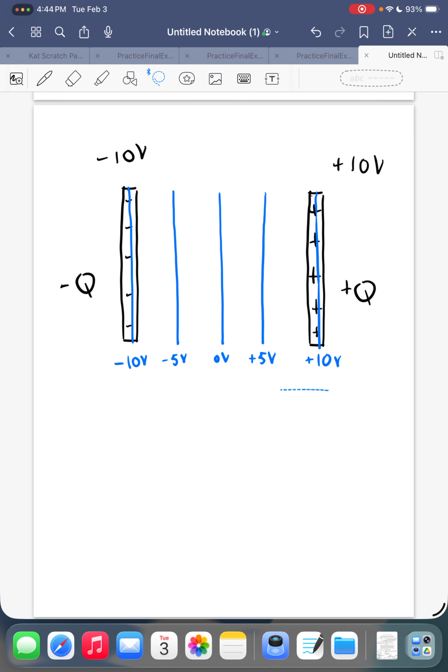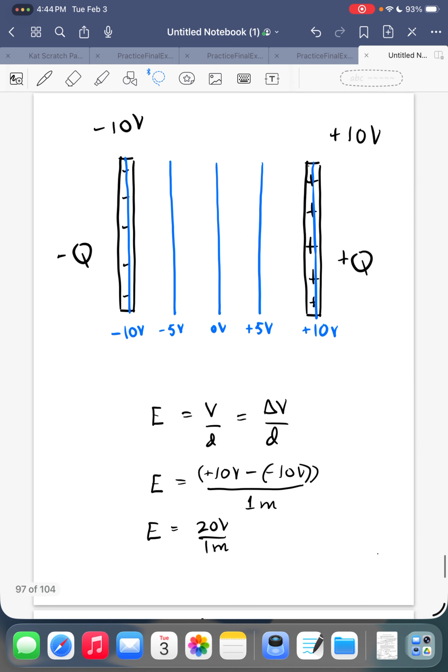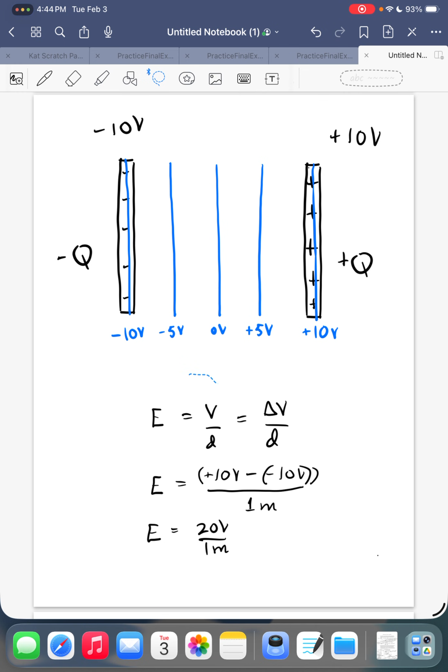Now, I want to get at a slightly deeper and more useful concept here, is that you can use this equation here. In general, the electric field equals the potential divided by the distance. So more specifically, it's the difference in the potential divided by the distance.